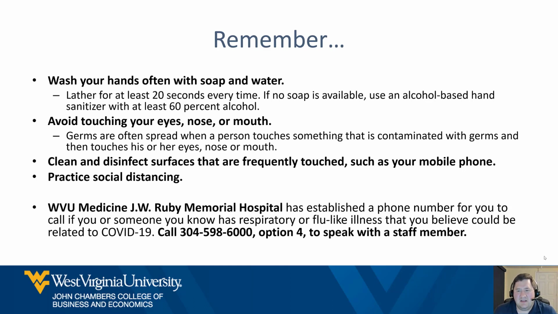And last but not least, WVU Medicine at Ruby has set up a phone number to call in case you feel you have these symptoms or you know somebody that has these symptoms. You can call 304-598-6000. When the voice prompt comes up, hit number 4, and you'll be able to talk to somebody about this. They can tell you, okay, yes, you need to come into the doctor, or no, you don't. You might just have the flu, you might have the sniffles, or it could be just a stomach bug. Whatever it is, they can let you know. They're medical professionals. It's better to call and be wrong than have it and not call.